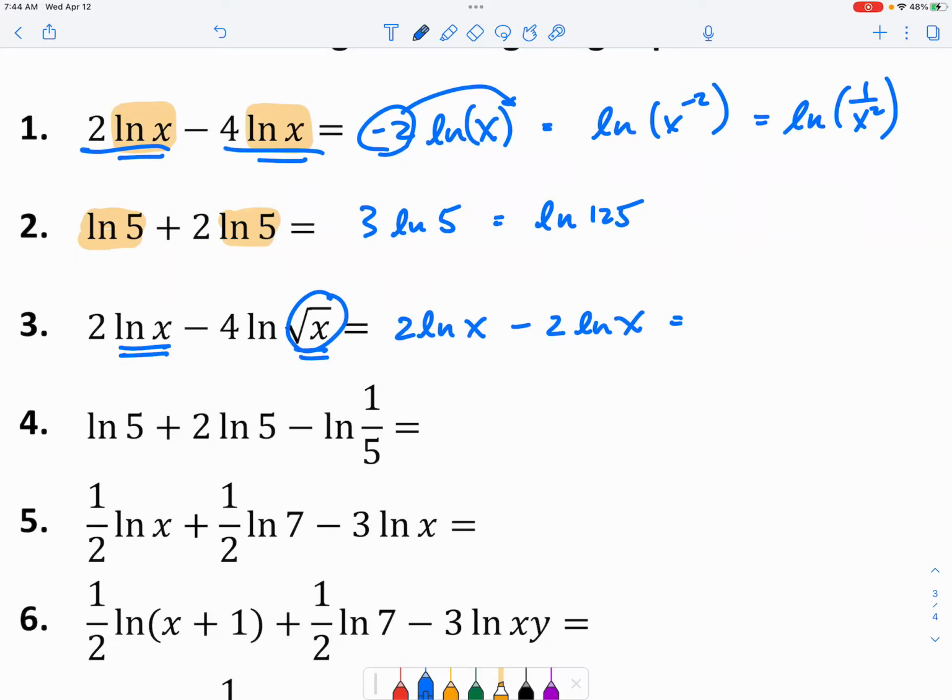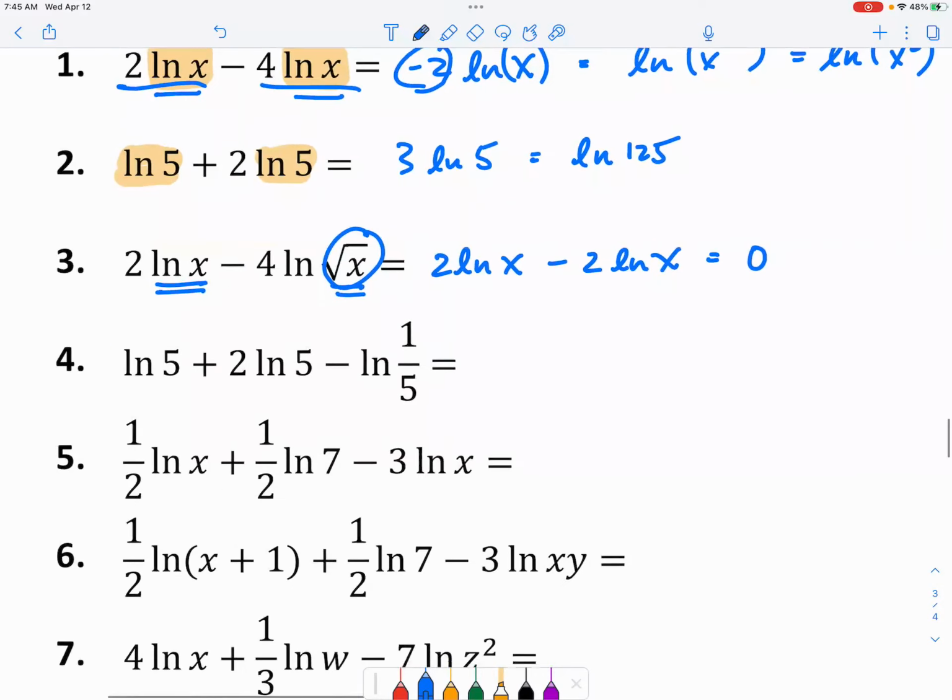That would simply be 0, because 2 natural log of x minus 2 natural log of x, that is a 0. Okay. So this is actually what you will see a lot. Okay, we would like to make them into like terms. So take a look at number 4.